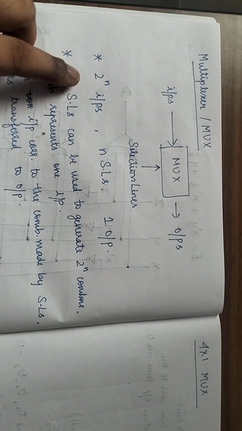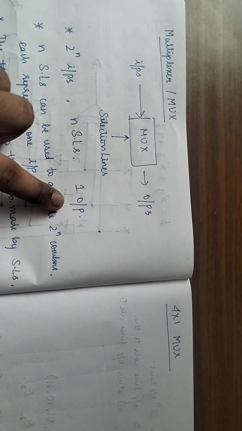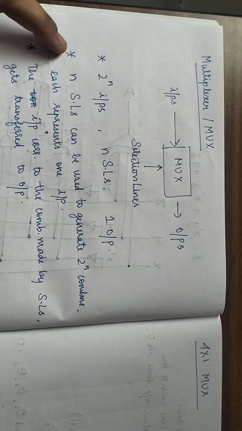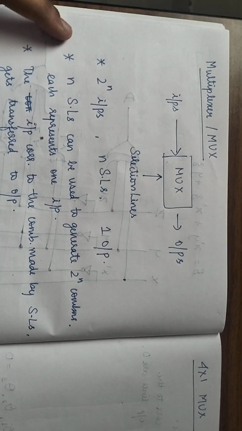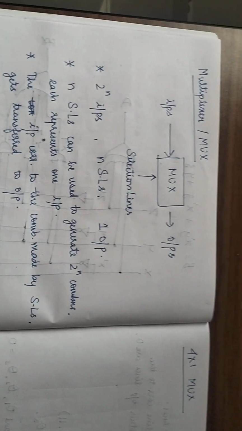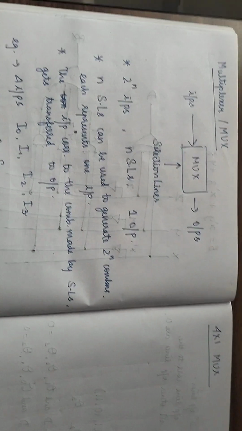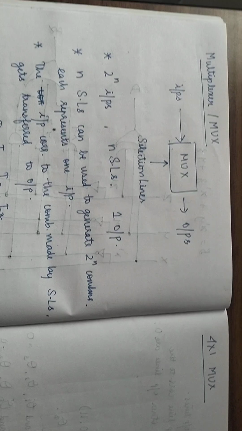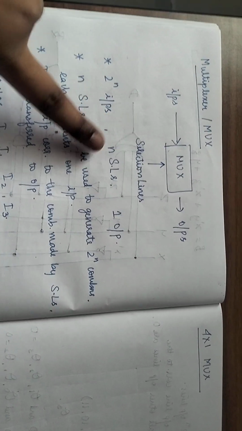In a multiplexer, we usually have 2 to the power n inputs, n selection lines and 1 output. These n selection lines can be used to generate 2 to the power n combinations, and each combination represents one input. So what do I mean by this? Let's say I have 4 inputs and 2 selection lines. Now my inputs and my selection lines are all binary variables. They can all take the values 0 or 1. So again, 4 inputs, 2 selection lines.